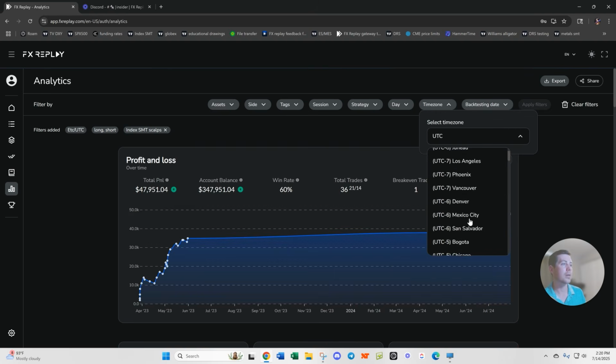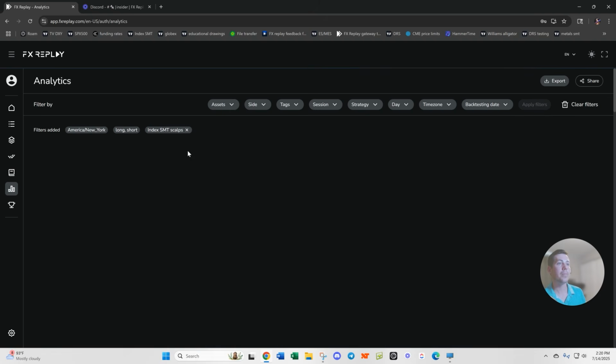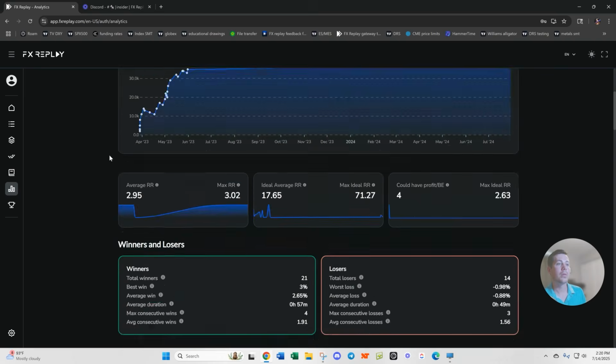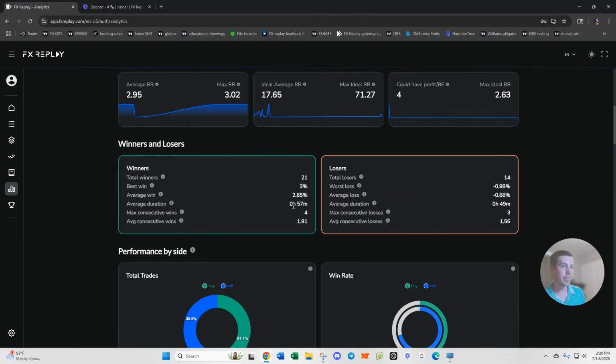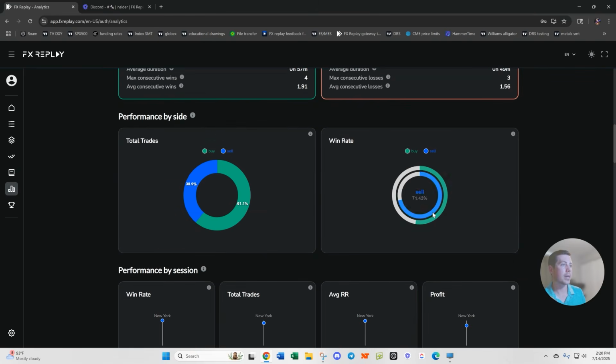And then if I filter this on New York time zone right here, we can take a look and see the average duration of these was about an hour for winning trades, 49 minutes for a loss. We had a slightly higher win streak than loss streak, which makes sense with the 60% win rates. It does look like sells were more profitable in this period, maybe just due to the market conditions when I was testing, but that's something you can keep track of over time.